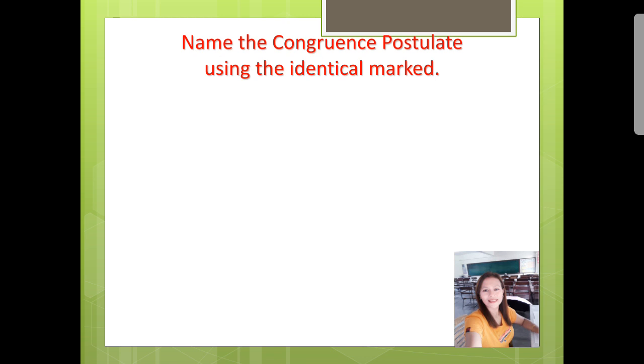Okay. Another activity: name the congruence postulate using the identical marks. How about this one? Using the identical marks, what is the included part? Angle. So therefore, what kind of postulate? And that is side angle side.